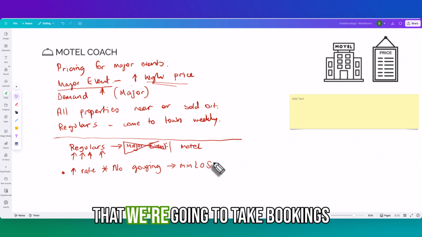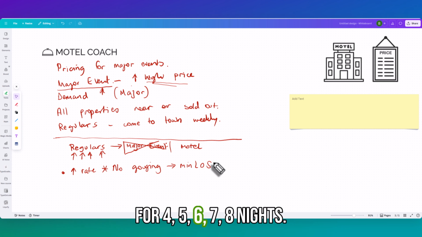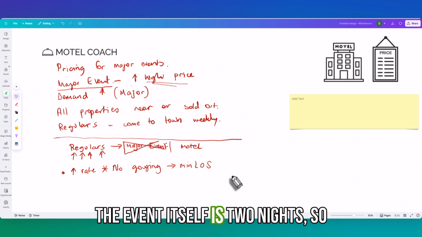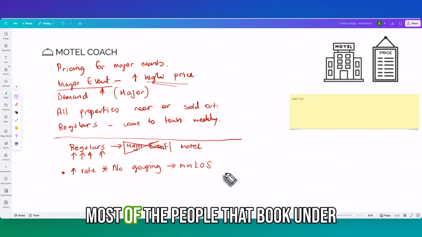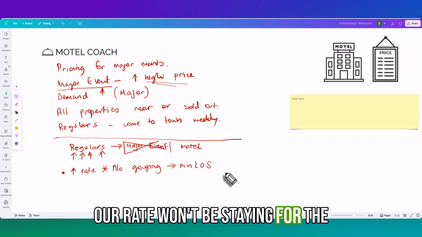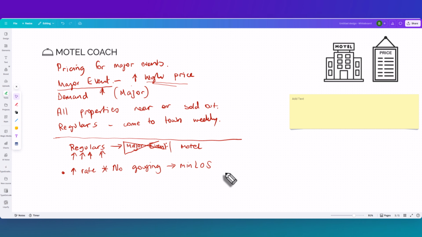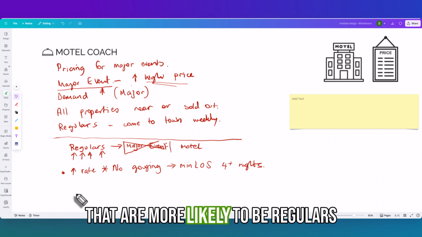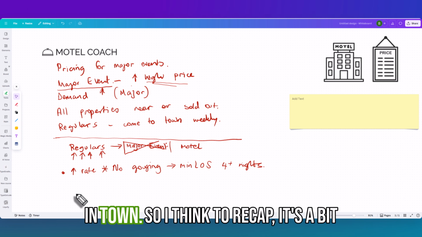What that means is that we're going to take bookings for 4, 5, 6, 7, 8 nights. The event itself is 2 nights, so most of the people that book under our rate won't be staying for the event. So by doing that, we're targeting people that are more likely to be regulars in town.